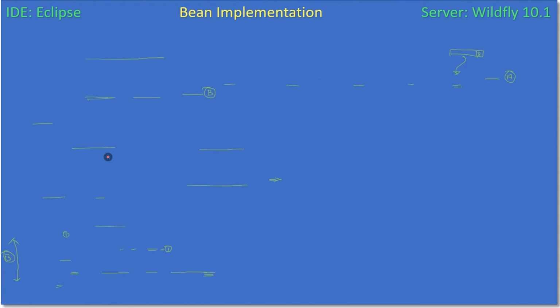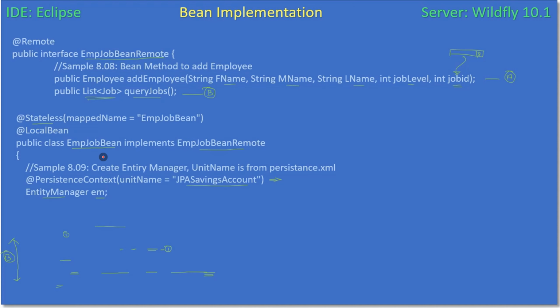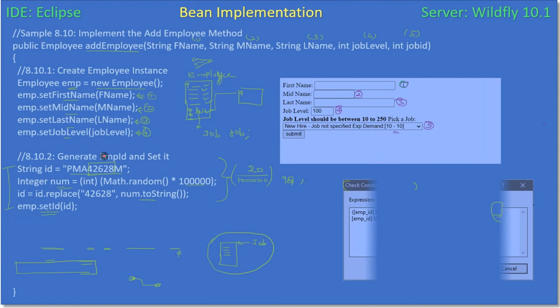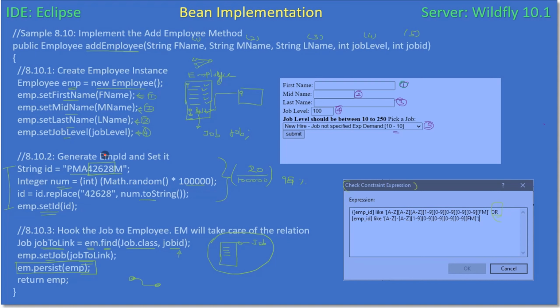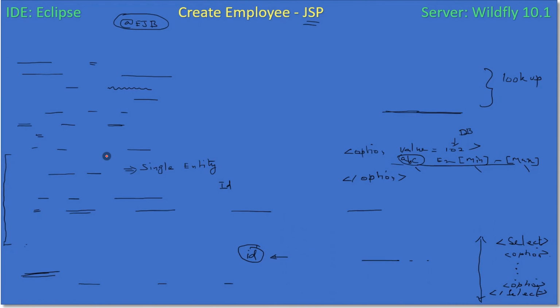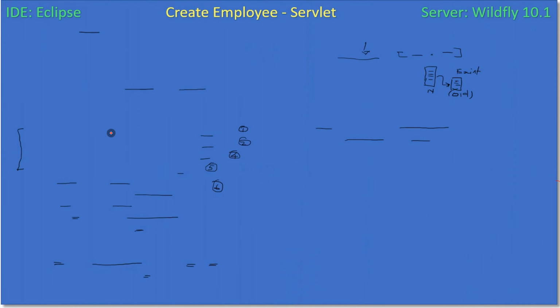First, we created the bean methods, add employee and query jobs. Then we implemented the bean methods. After that, we went to the JSP to display a form to the user so that they can fill in the data and submit it to the create employee servlet, and the servlet will contact the bean layer, and thereby the bean layer makes use of the entities employee and job and persists the employee information into the database.